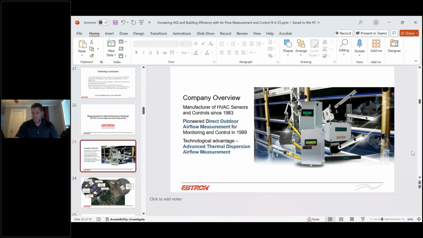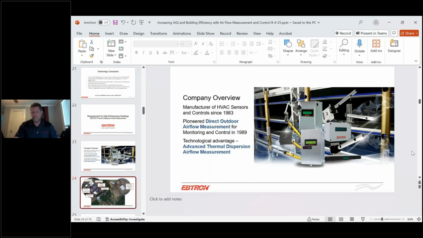The company's been in business since 1983, 42 years. We pioneered outdoor airflow measurement back in 1989 with our technology. And so we've been doing that for a really long time. Last check earlier in the year, I'll show you our sensing node, we had manufactured some 3.5 million sensing nodes. We're probably getting close to 4 million now. And that's a lot of airflow measurement stations in the last 35 years. And again, our technology is the advanced thermal dispersion airflow measurement.